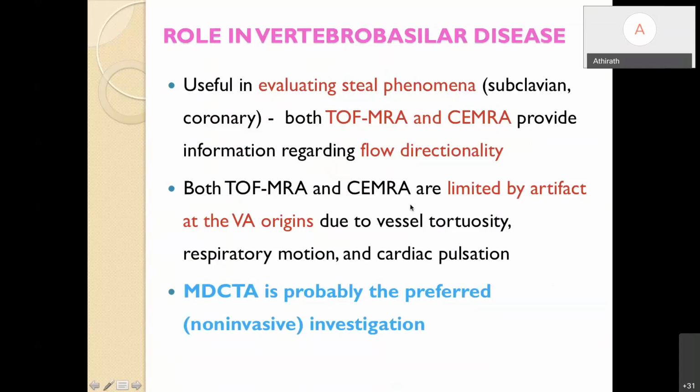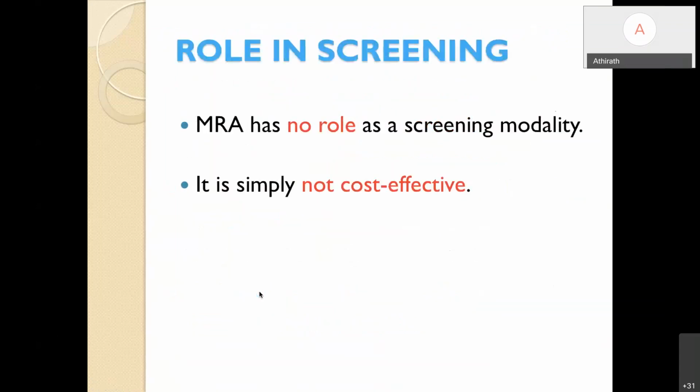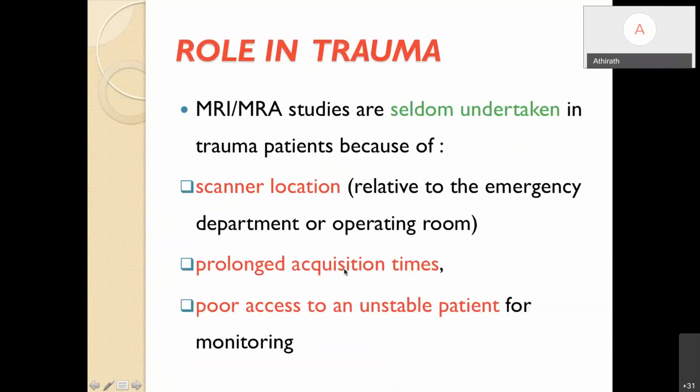So finally, even in vertebrobasilar disease, MDCT, CT is the preferred investigation. There is no role in screening as it is not cost effective. In trauma also, it is very rarely undertaken because of the prolonged acquisition times, the very far location of the MR imaging, and poor access to an unstable patient.